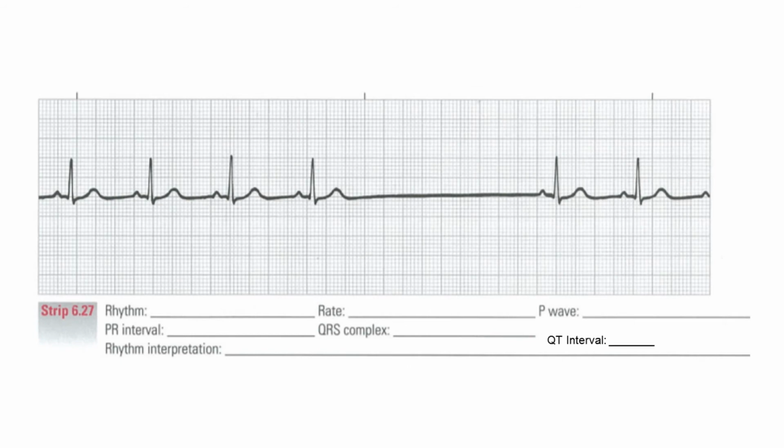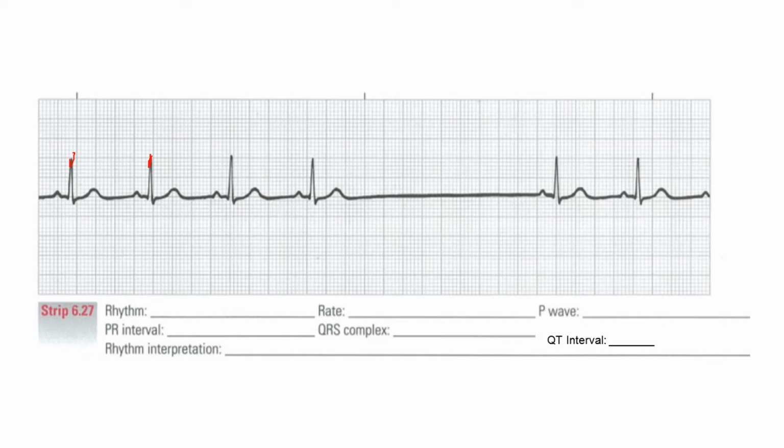In 6.27, the basic rhythm is regular, but it does look irregular because of the pause. So you can do a heart rate for the first original. Count how many boxes between R to R's. If you do, you get a heart rate of 72.